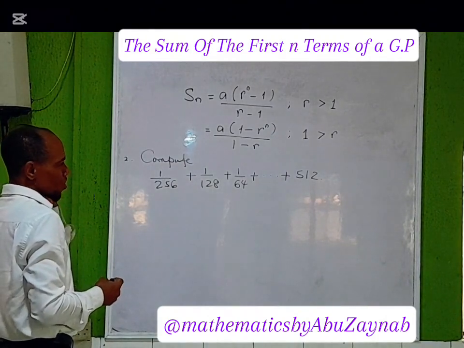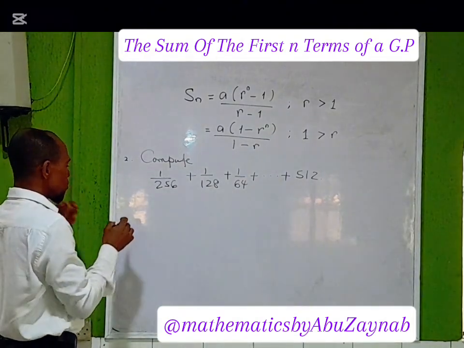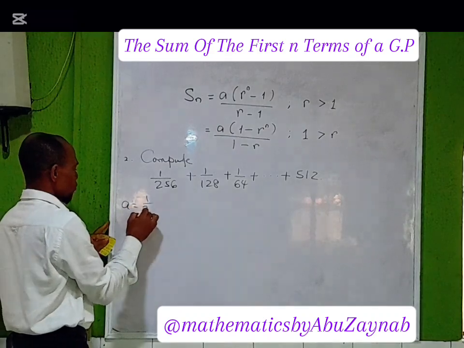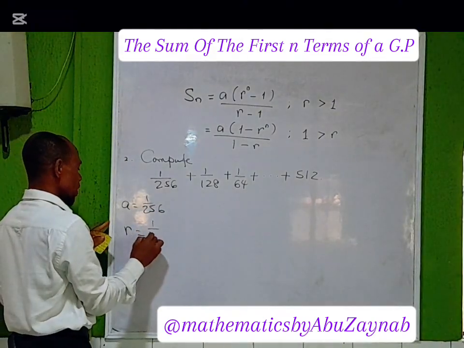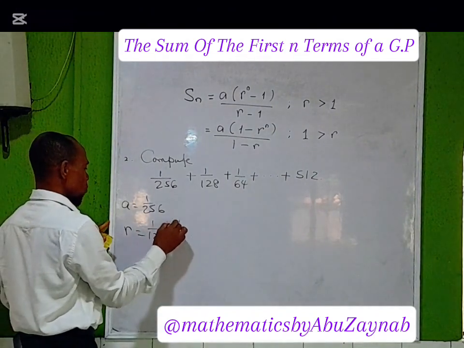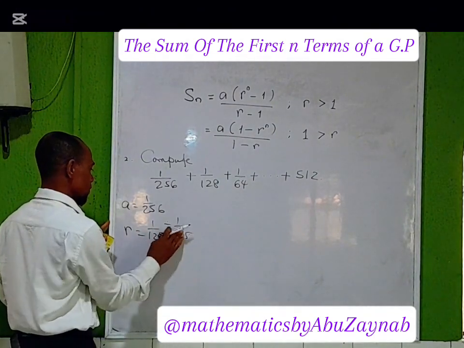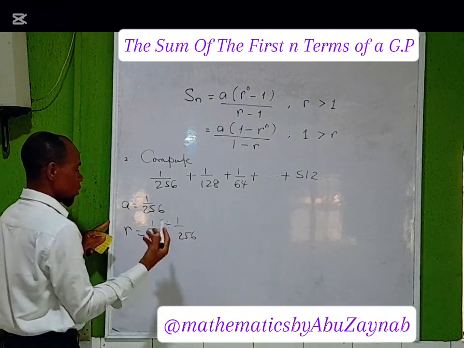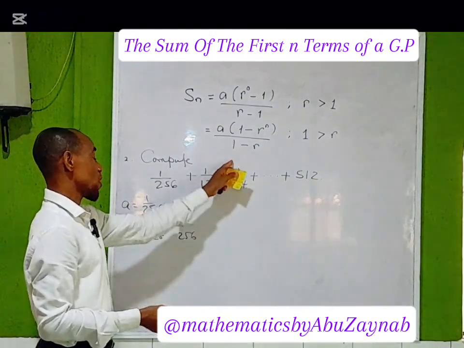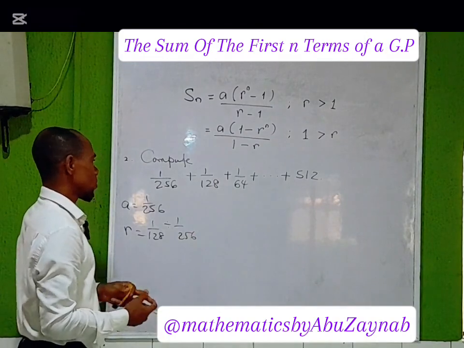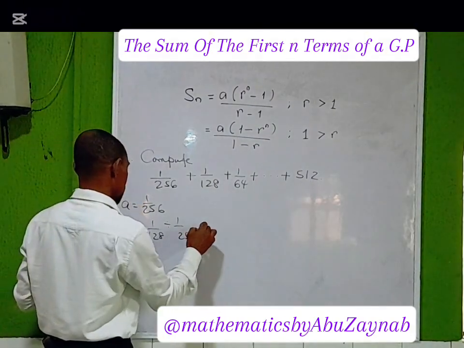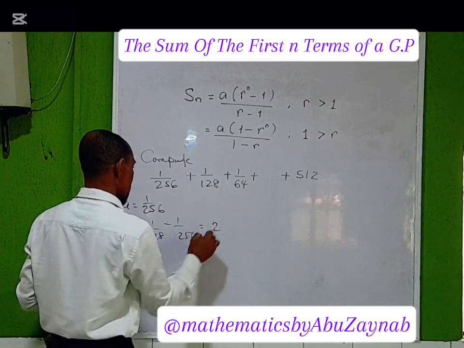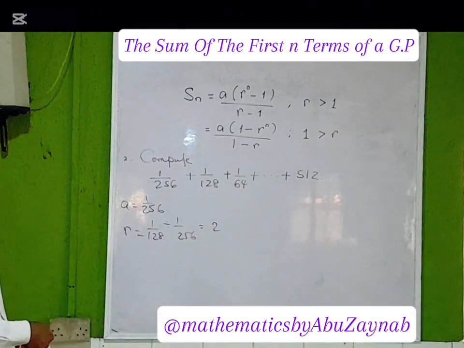In other words, it's a GP simply because a is 1/256 and r is (1/128) divided by (1/256), which equals 2. So when you do this, you have 2 as a common ratio. So it's a GP really.